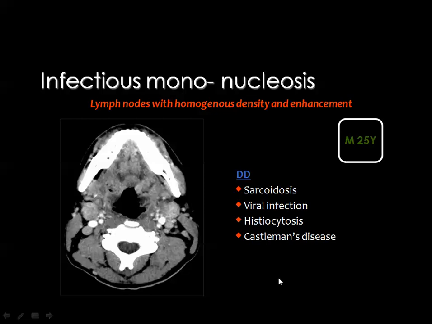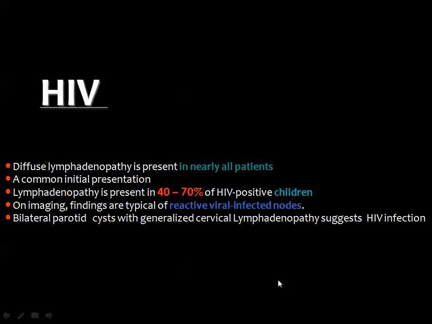Then lymph nodes are usually present in almost all patients having HIV infection, and is considered one of the common initial presentations. And lymphadenopathy is present in about 40 to 70% of HIV positive children. And the nodes usually have the appearance of reactive inflammatory nodes. The nodes are not significantly enlarged, and they are homogeneously enhanced.